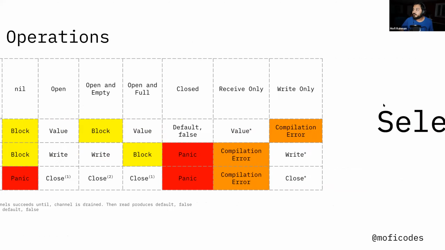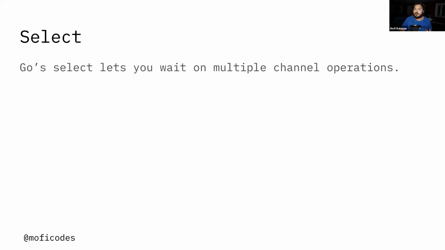You also have a select statement. So select lets you take action on multiple channels at the same time. It's like a switch case for channels. So Go select lets you wait on multiple channel operations. Select lets you orchestrate your code in such a way where you have multiple of these channels and you can wait on different conditions. Whatever channel gets the data first, you can act on that data.